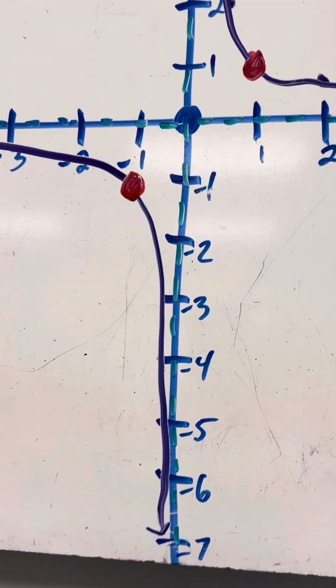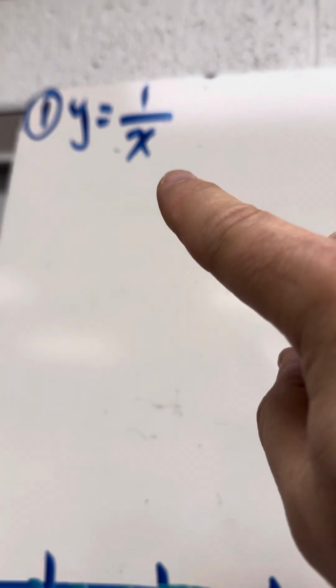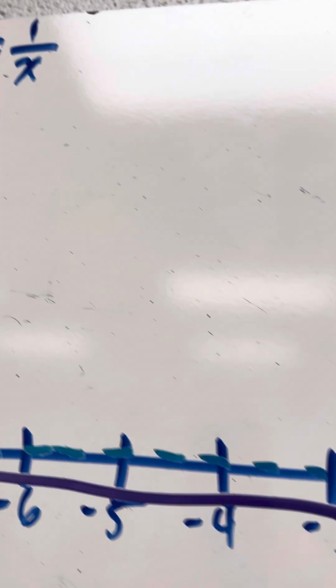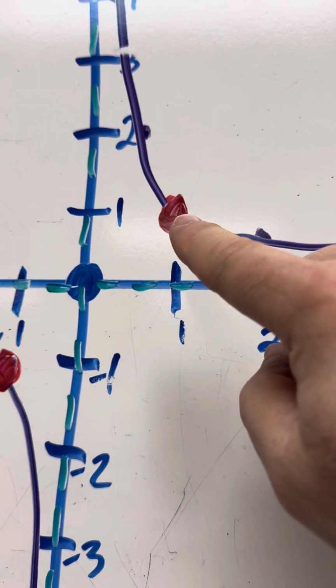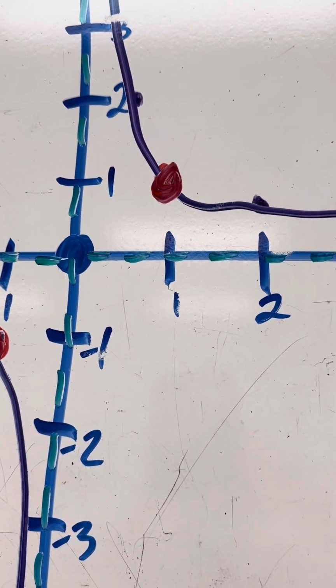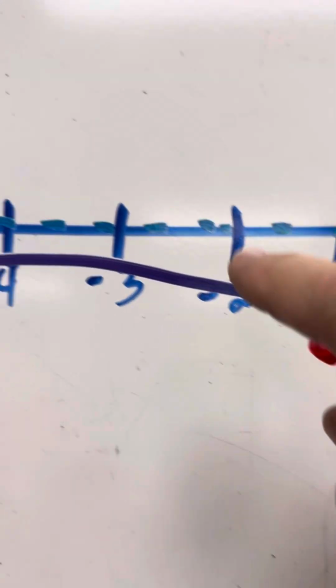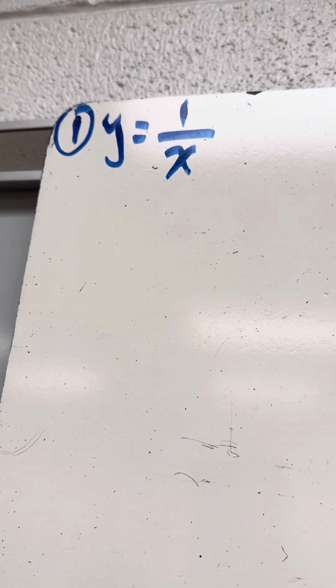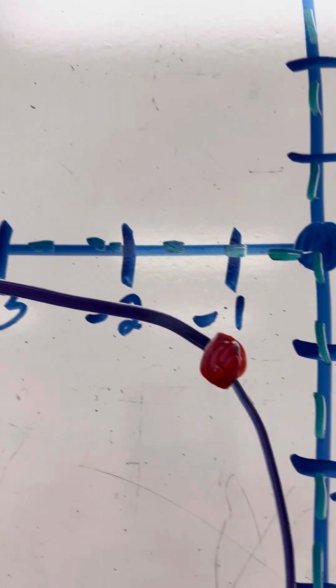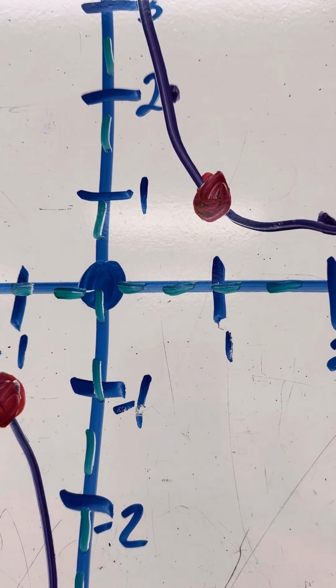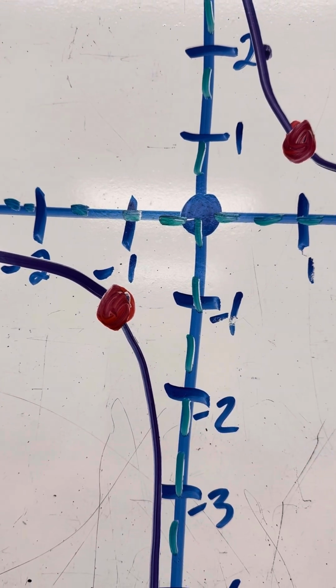Okay? Now, if I put 1 in for x, 1 over 1 is 1. So there will be a point here at 1. All right? There's also at negative 1. If I put negative 1 in for x, 1 over negative 1 is negative 1. So there's positive 1, and negative 1, negative 1.